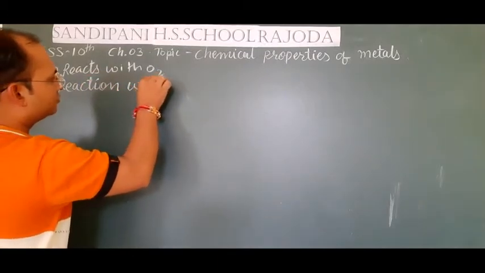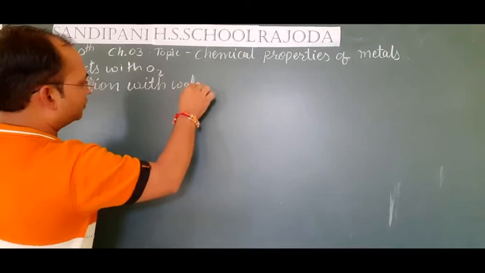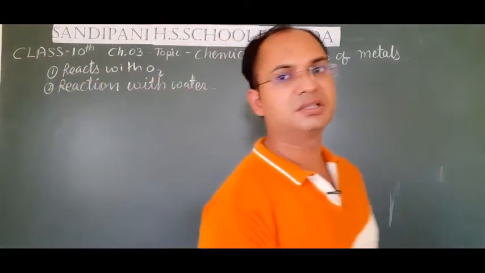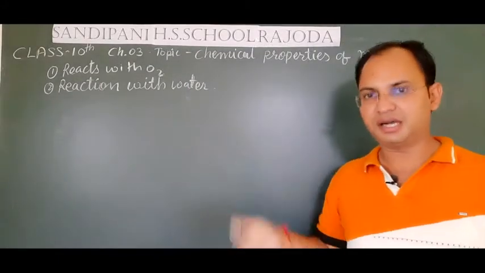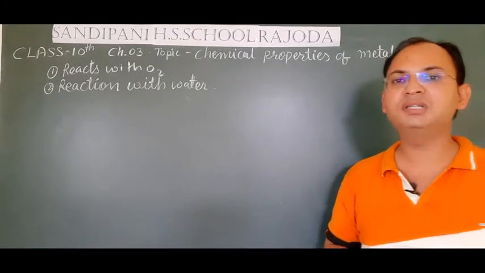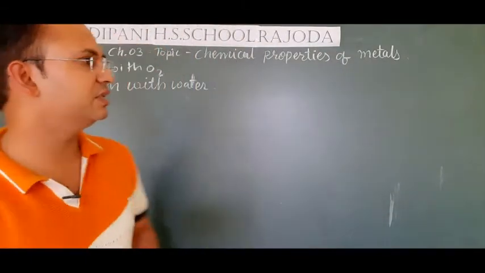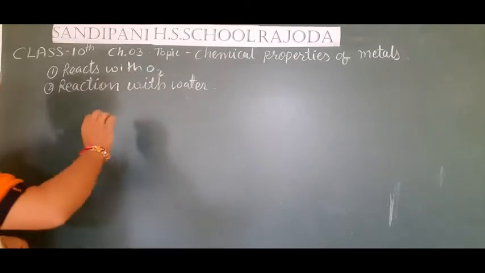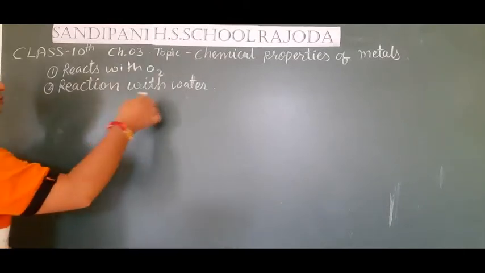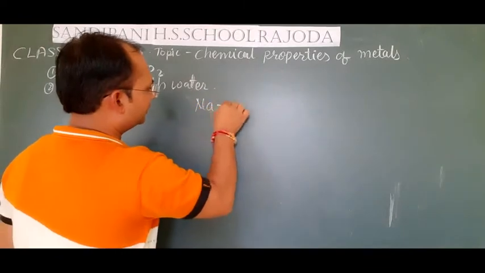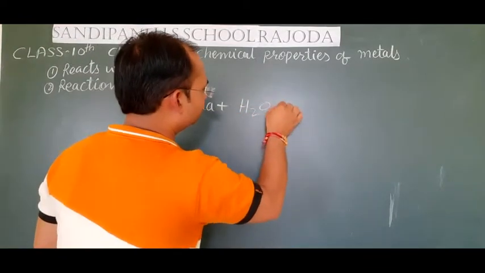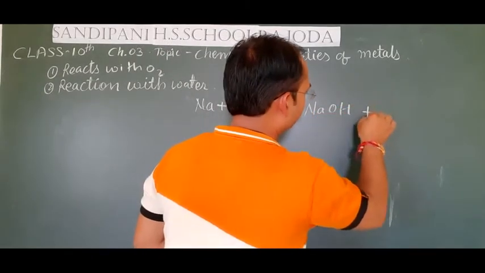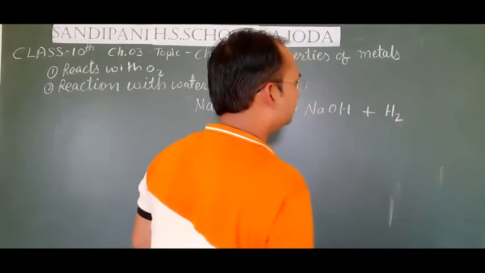Reaction with water. So students, most of the metals readily react with water and produce their hydroxide along with the production of hydrogen gas. Let's see some reactions of how different metals react with water. First we see the reaction of sodium. When sodium, that is Na, reacts with H2O, it produces NaOH and H2 gas is liberated.